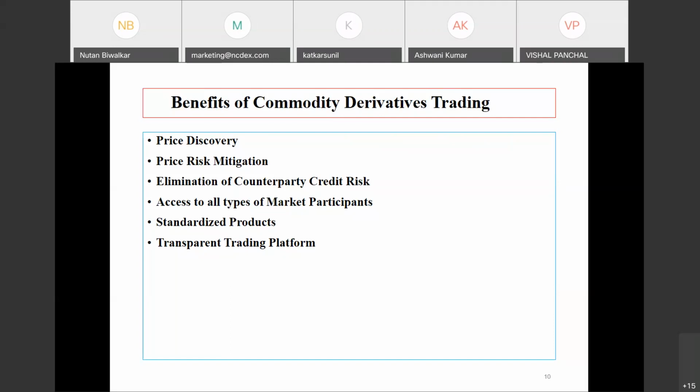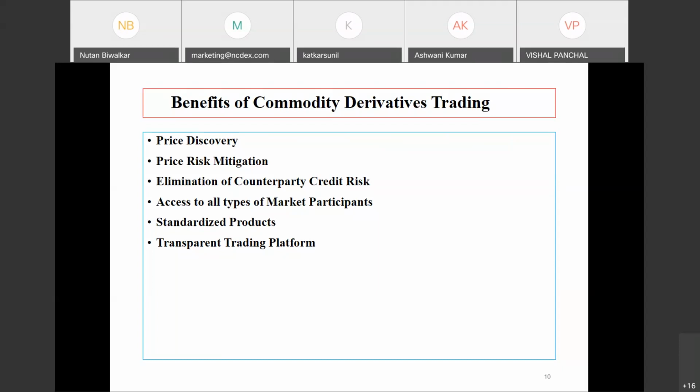Elimination of counterparty risk, credit risk. That is an innovation that the clearing corporation does. The clearing corporation interposes between buyer and seller. It becomes the seller for the buyer and the buyer for the seller. Then there is access for all types of market participants. There is no hidden cost. As I told you, the perfect competition doctrine: wherever the participant is, in any nook or corner of the country, everybody can see the same trading screen where they can transact their business.